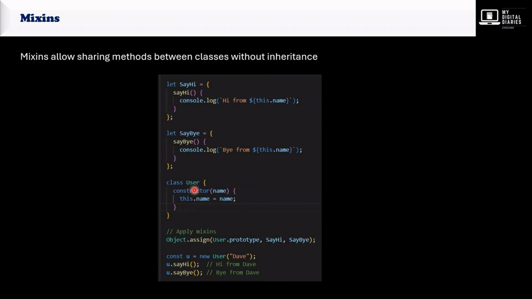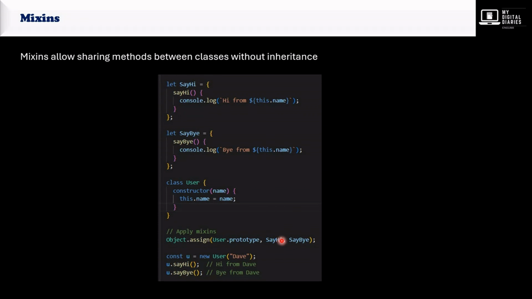Next, we created a User class and the constructor, which takes the name and assigns the value to this.name. So at this stage, the user only has a name property, no methods. Now comes the key step, applying the mixin. So how can we apply the mixin? Object.assign, User.prototype, and then you can assign the methods here.